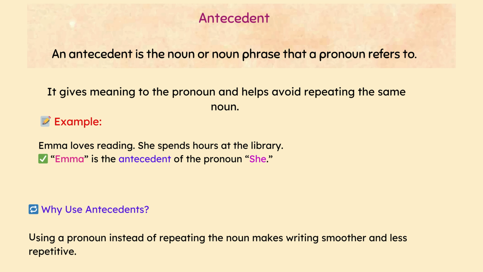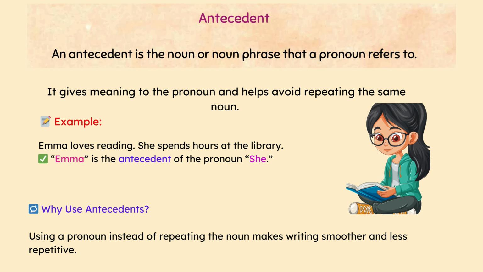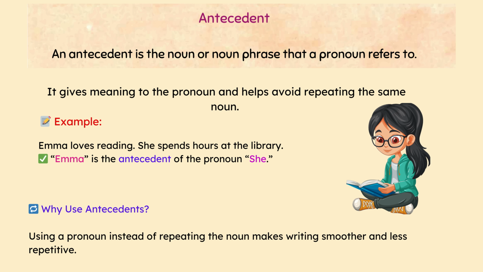Now let's learn about something called an antecedent. An antecedent is the noun or noun phrase that a pronoun refers to. It gives meaning to the pronoun and helps avoid repeating the same noun again and again. For example, Emma loves reading. She spends hours at the library. Here, the noun Emma is the antecedent of the pronoun she.